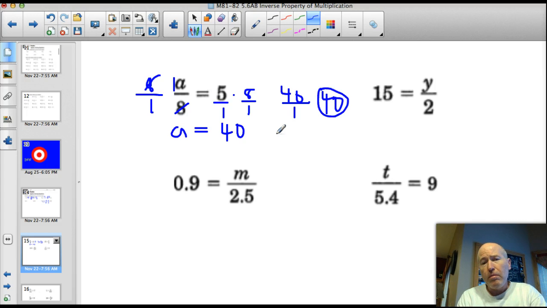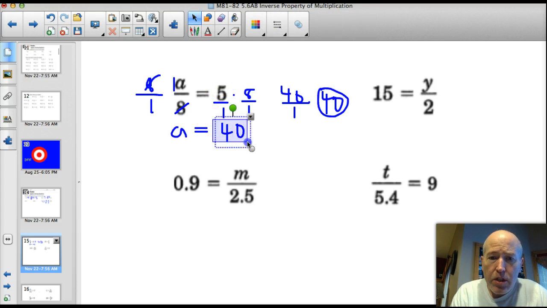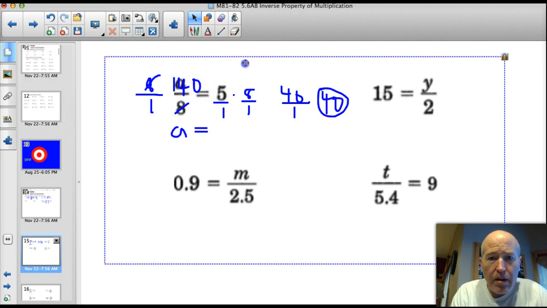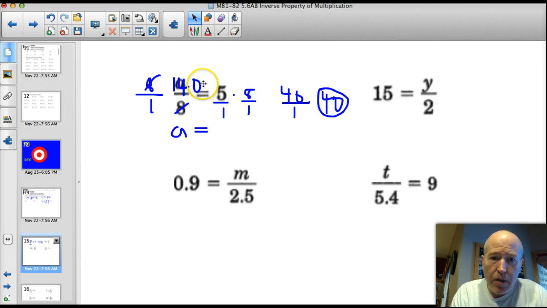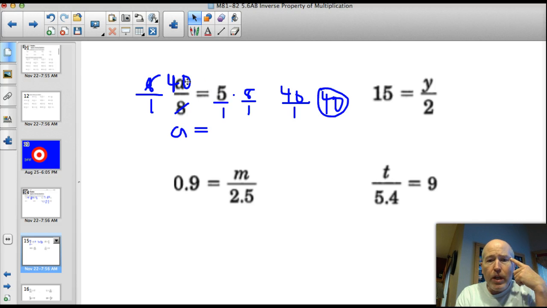All right? How do I know if my answer is right? Let's just try and see if I can make this work. Let me just grab this and stick it in up here on top. There, I can put it right there. Does 40 divided by 8 equal 5? Yes, it does. So you can pop it right back into the equation and see if it works.